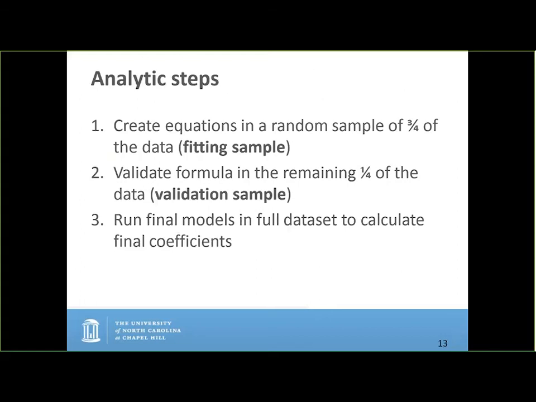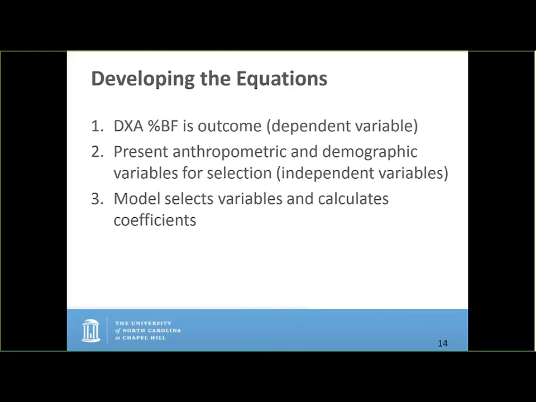So the analytic steps that we used were to create the equations in a random sample of 3/4 of the data that was chosen at random, and then validate the formulas in the remaining quarter of the data, and then run the final models in the full data set in order to have the full data there to use to calculate the final coefficients. And so DEXA was our outcome variable, the percent body fat from DEXA using full body scans. And then we present to our models anthropometric and demographic variables for selection, and the models select variables and calculate coefficients. So this is the general setup of how one goes about making these models for prediction of percent body fat.